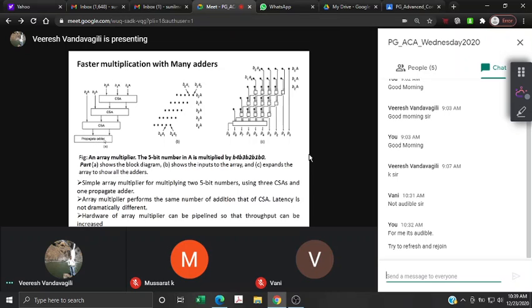A carry propagate adder will be used to calculate the sum of all the final results. Here it has been shown how the operations are done, first in the CSA, what values it has been taking. So B naught into A naught, and B naught into A1. The next one, B naught into A2, then B naught into A3, B naught into A4, like that.